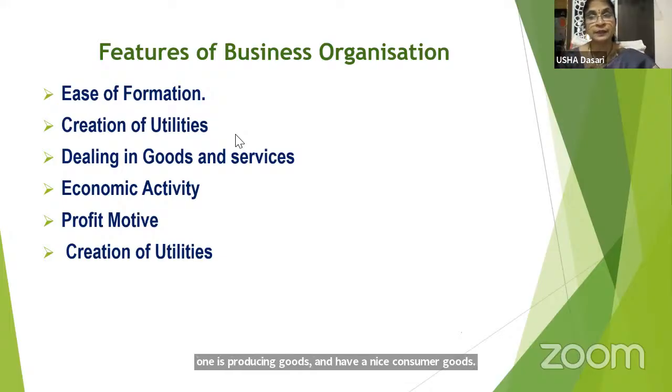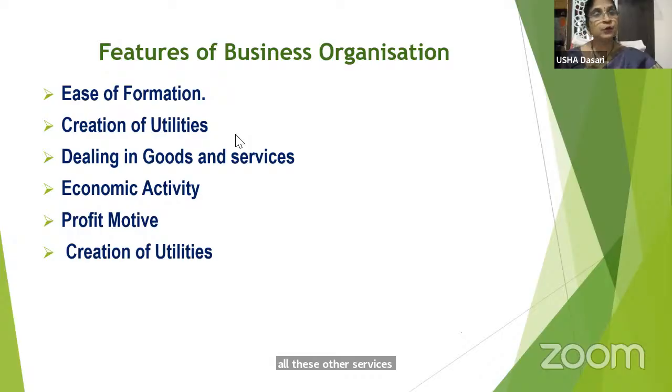What are consumer goods here? For example, milk, sugar, etc. That means they are directly used by the ultimate consumer. Whereas producer goods, like machines and tools, are useful for making the consumer goods. At the same time, business deals in goods as well as services. What are the services? Transport, insurance, banking, etc. All these are services. So every business deals not only in goods, that is producer goods and consumer goods, but also in services.